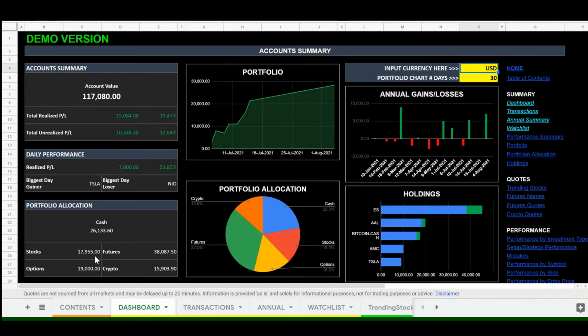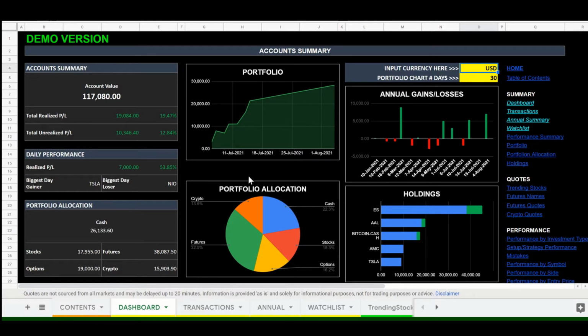So stocks, this is my open position, for example. Now this is based on the quotation that it was able to grab for the current time, with some delay. And futures, it's the same thing, but it's based on the futures. Let's say ES. Crypto, it's also based on the current value, whatever position you have. Options is based on your entry price.